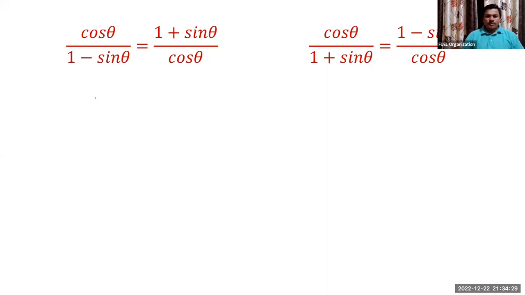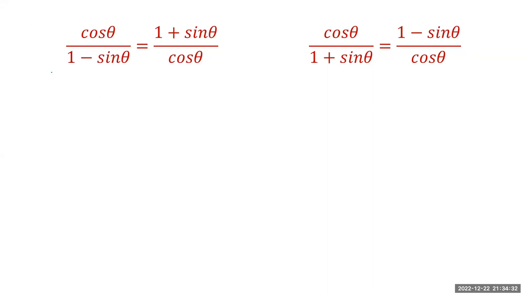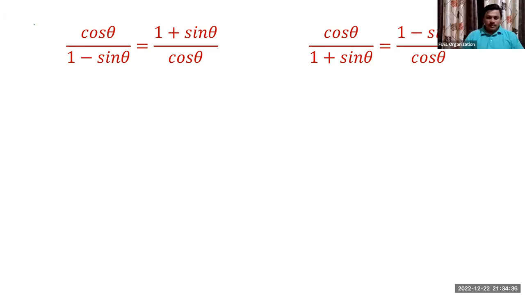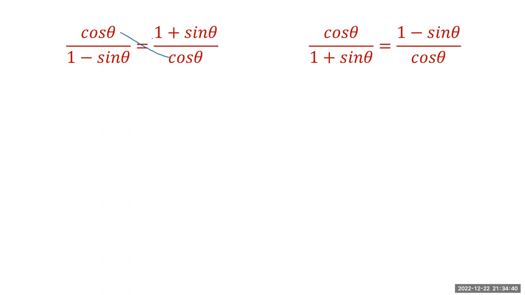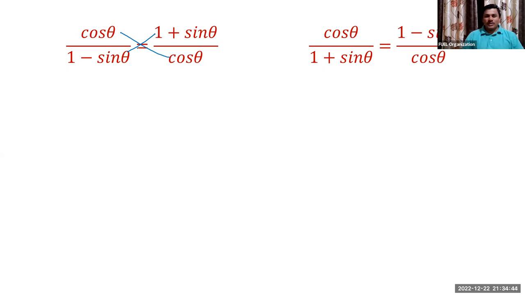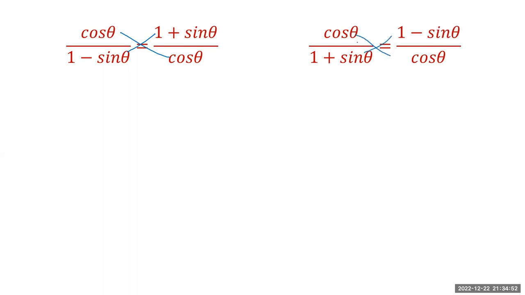Okay, simple questions. Next. First one done, sir. Very good. Second one also. The second one is also almost similar. It is a direct identity, sir. Cross multiplication. Very good. If you do cross multiplication, you will get the answer. Here also, same thing. If you just do the cross multiplication, you will get it.